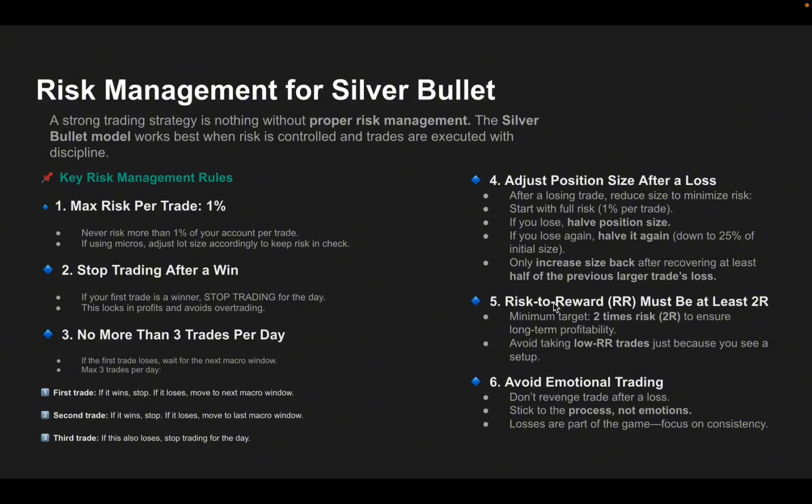Anyways, risk to reward, it must be at least 2 risk to reward. If you trade lower than that, it's going to be lower probability. So 2R is going to ensure that you're going to have long-term profitability, especially if you combine that with the silver bullet, which is quite a high win rate model.